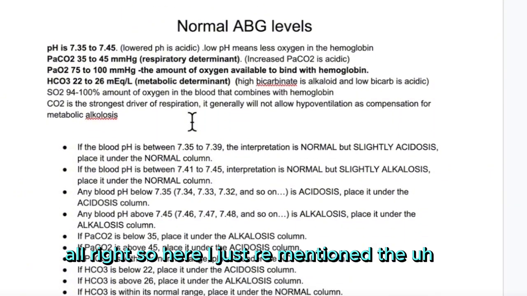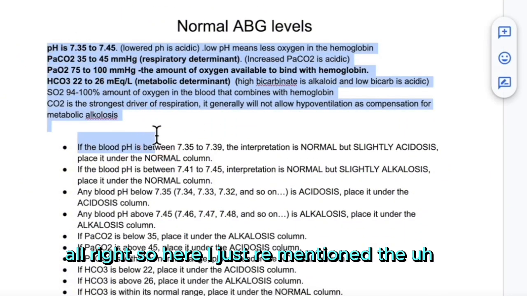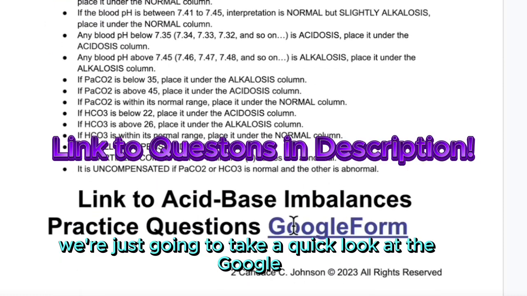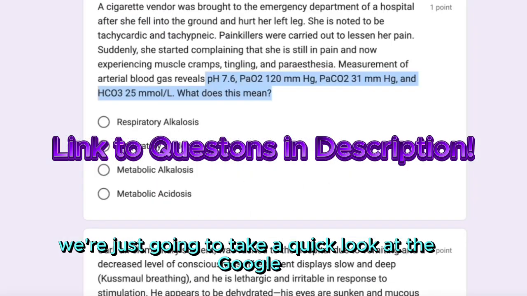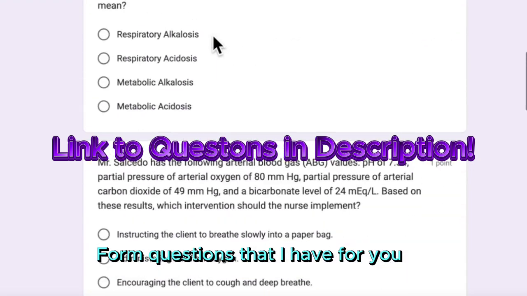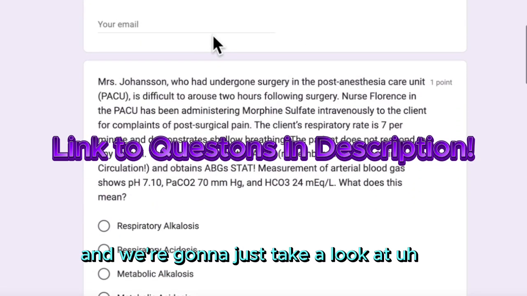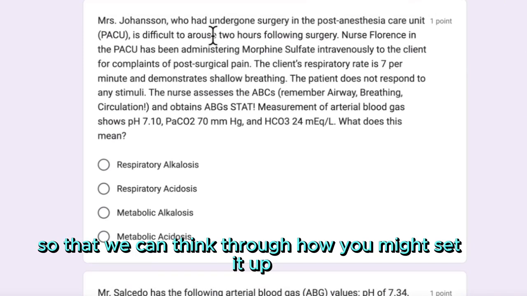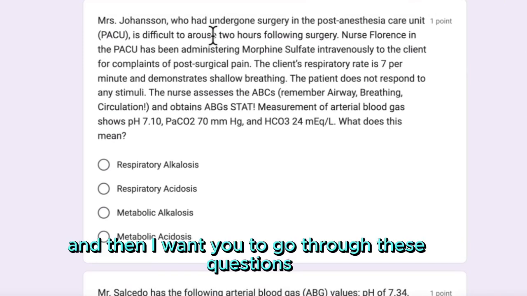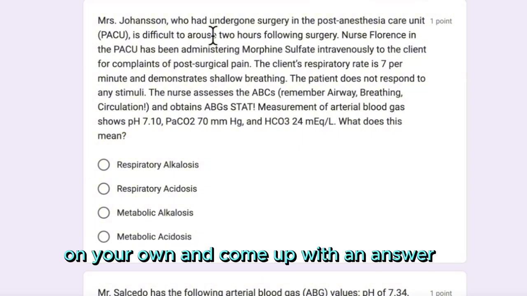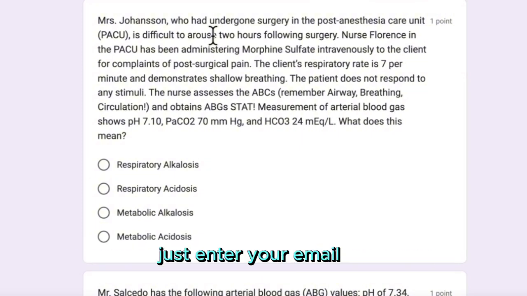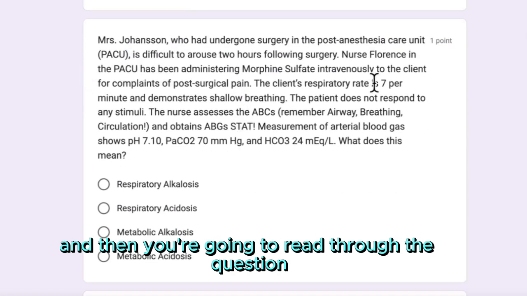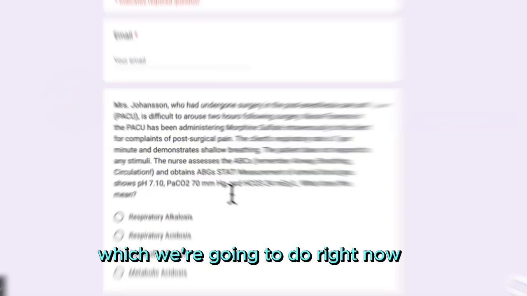All right, so here I just re-mentioned some of the key information from nurses' labs, and now we're just going to take a quick look at the Google form questions that I have for you. I think it's about 7 questions, and we're going to take a look at one of the questions so that we can think through how you might set it up. And then I want you to go through these questions on your own and come up with an answer. Just enter your email if you want this to return to you. And then you're going to read through the question, which we're going to do right now.